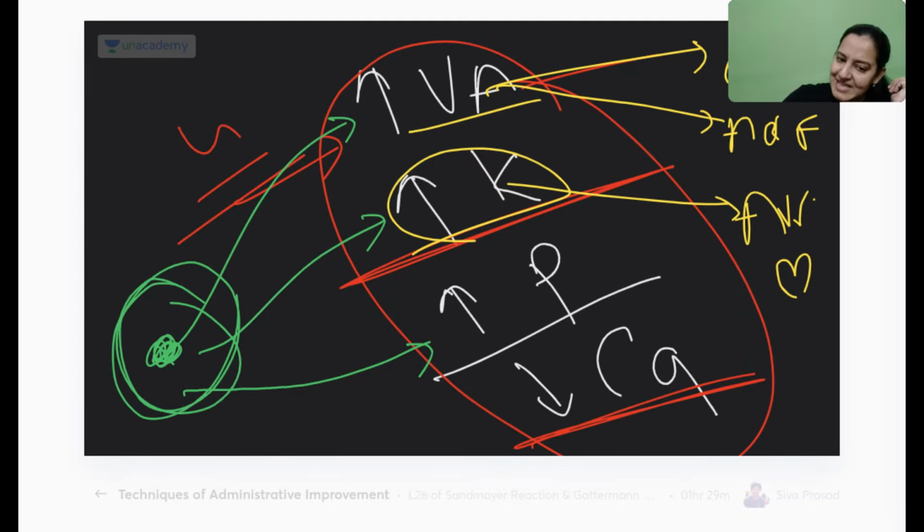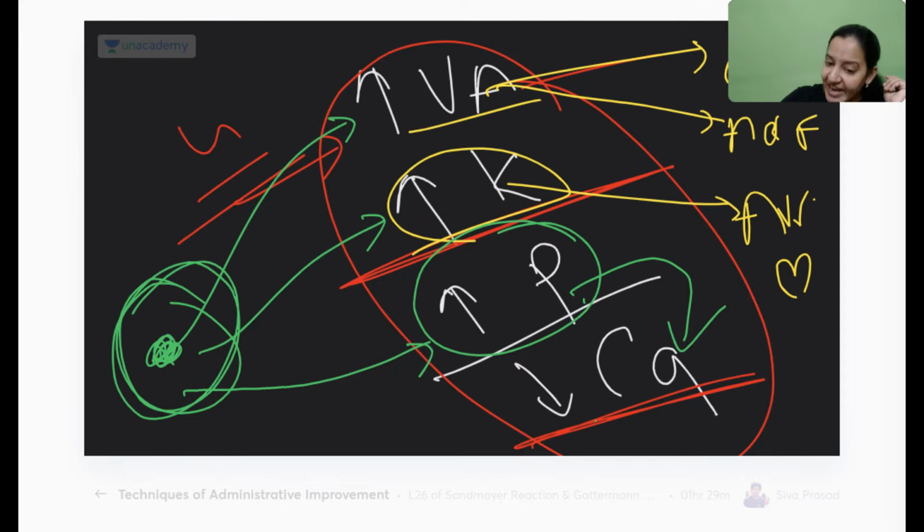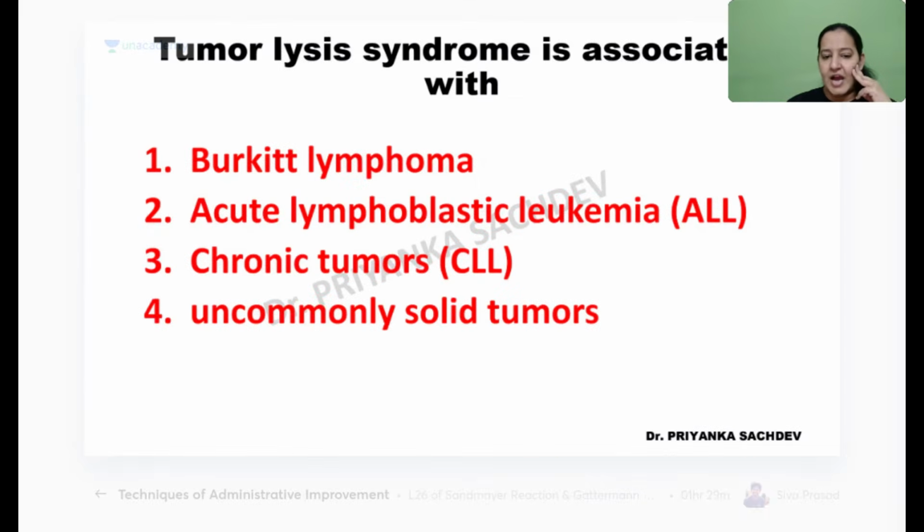And the third thing which is present in the cytoplasm is phosphate. So all the phosphate from the cell, when the cell bursts, will come into the blood. So the patient presents with hyperphosphatemia, and in the blood this phosphate forms a complex with calcium. So free calcium in the blood will decrease. Under hypo there is only one thing, hypocalcemia. So calcium will decrease. So three are hyper, one is hypo.